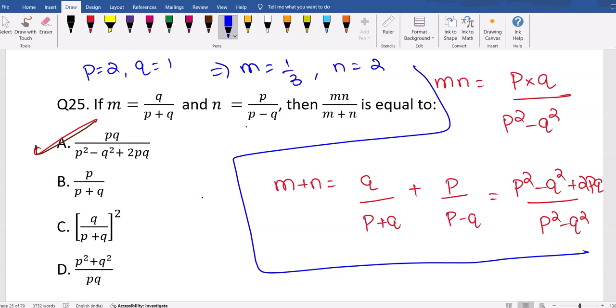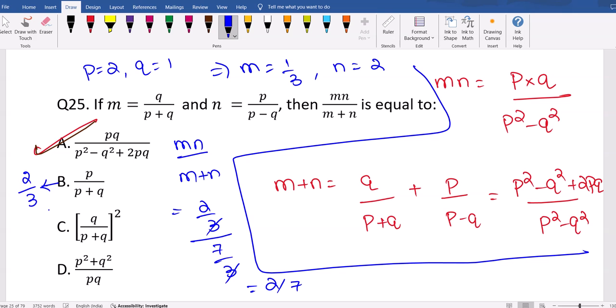Now M into N divided by M plus N: 2 by 3 divided by 2 plus 1 by 3, which means 7 by 3. I need the option which will generate 2 by 7. I'll put P value 2. Here 2 by 3, I want 2 by 7, not satisfied. Whereas this is 1 by 9, if I substitute Q and P, we got 1 by 9. P square plus Q square is 5, 5 by 2, not satisfied.